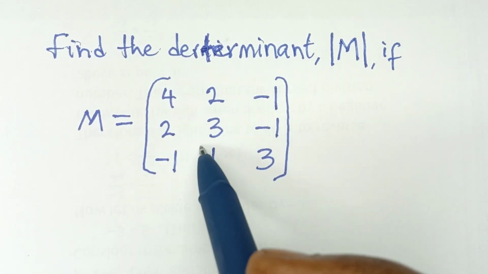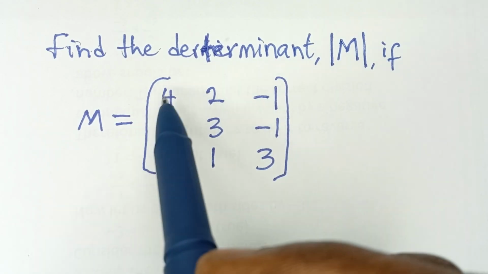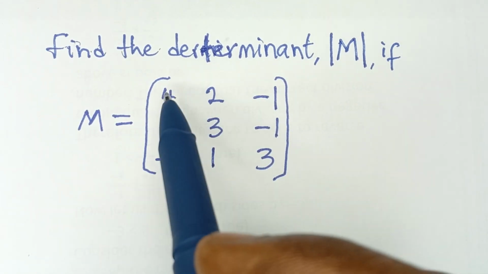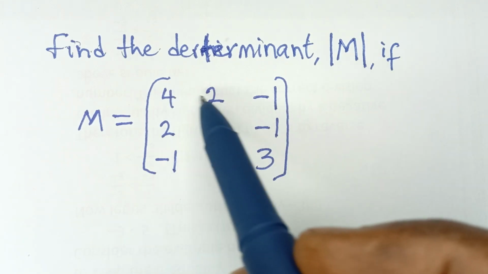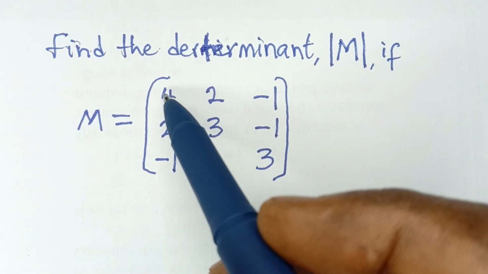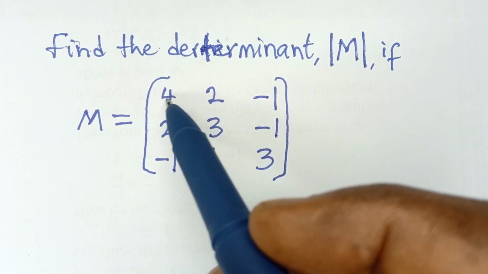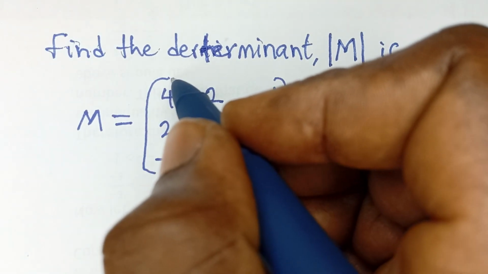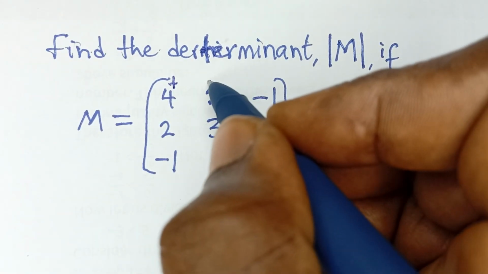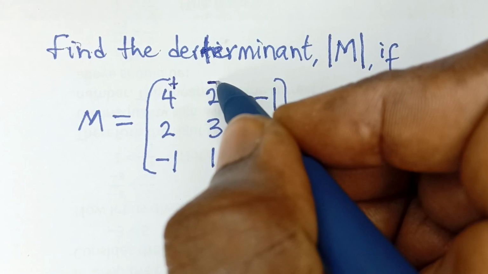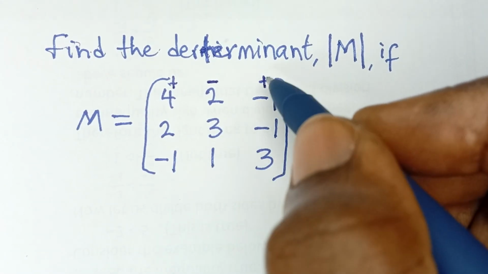Now, the first thing for you to do in order to get the determinant is to take the first number here. Don't forget, in a matrix, this is the column and this is the row. So you take this first number on this row. And don't forget, this first number is assigned a positive sign. This second number is assigned a negative sign. And this third number is assigned a positive sign.